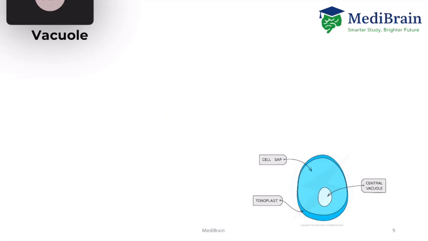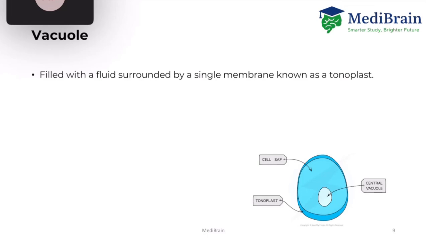Okay, with the vacuole, again, there's not much. There is just one key word that you need to know. First of all, the vacuole is fluid filled. As you can see, there is cell sap present within the vacuole, and you should know that from GCSE. Now, the vacuole is surrounded by a single membrane, and you need to know the name of that single membrane. That single membrane is known as a tonoplast.